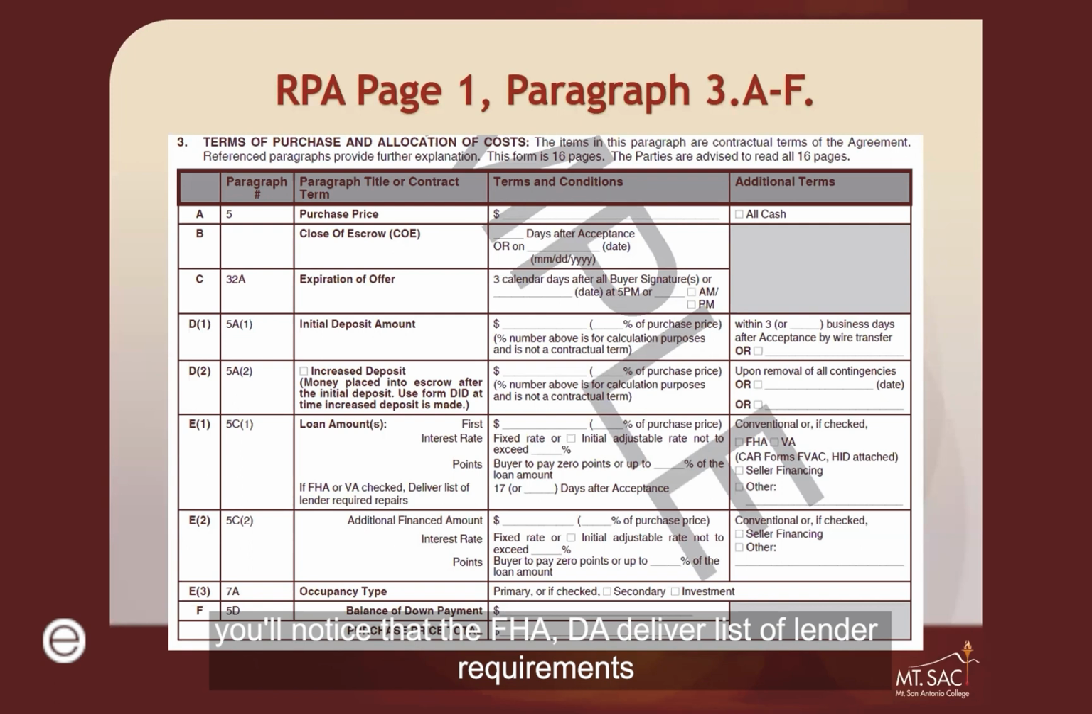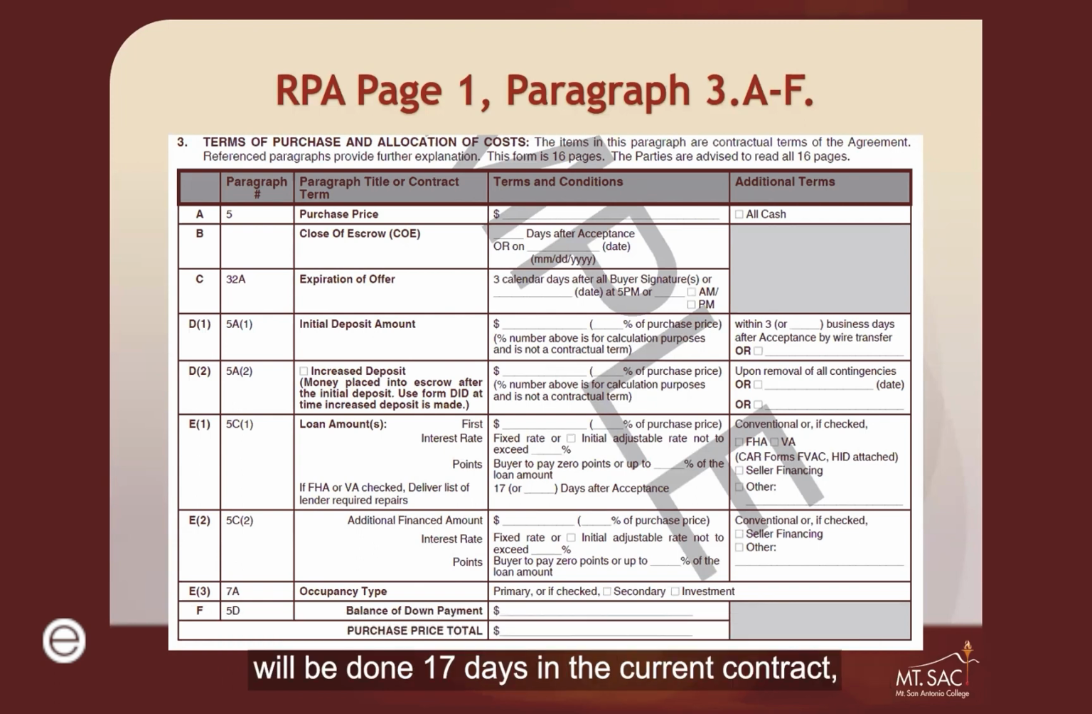You'll notice that the FHA/VA deliver list of lender requirements will be done in 17 days. In the current contract, most of our contingency periods are 17 days. The noticeable exception is loan, and that is 21 days. This contract changes that. Everything is now 17 days. And I think that makes sense because if you have a loan contingency of 21 days and all your other contingencies are 17 days, you're put in a position, if you're the seller, of having to give 2 notice to performs to the buyer if they're not releasing contingencies.